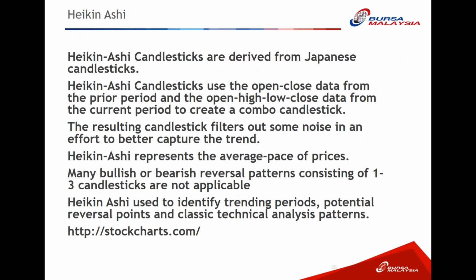Heikin Ashi has been derived from the Japanese candlestick, which we discussed earlier. But it uses a different set of data and calculation, and the result is this candlestick pattern. Heikin Ashi has filtered out some of the noise in an effort to better capture a trend. Again, it's trying to capture a trend, and Heikin Ashi represents the average price, or average pace, or average speed of the prices. So that's how it's slightly different.